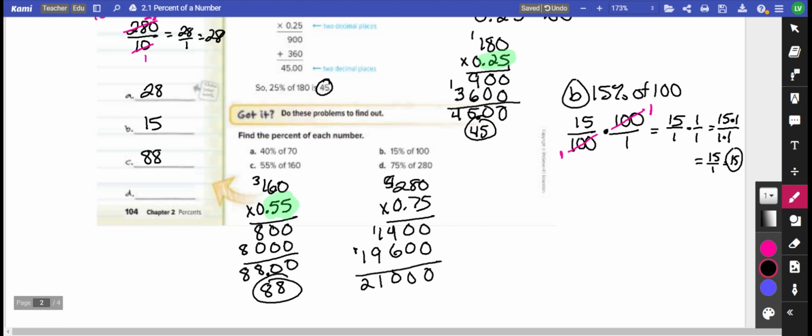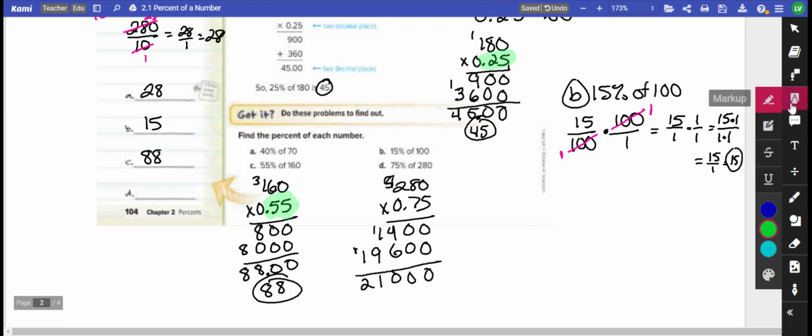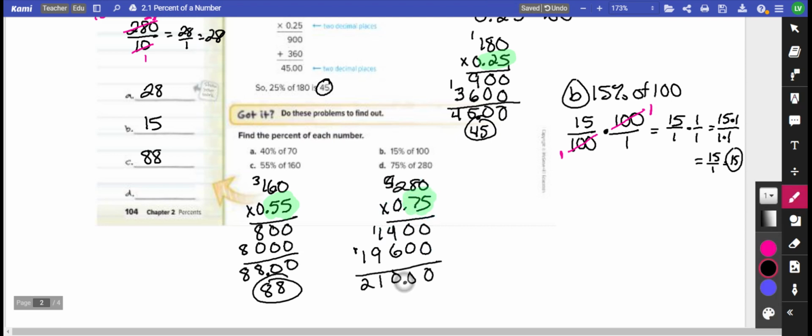21,000. There are two numbers to the right of the decimal, so that means I need two numbers to the right of the decimal. That gives me an answer of 210.